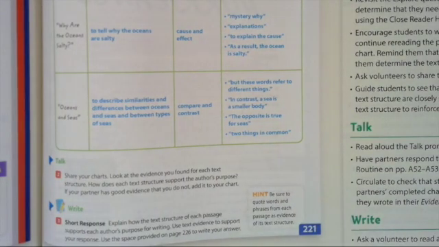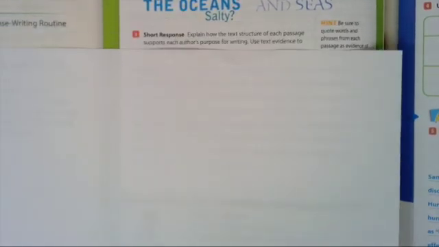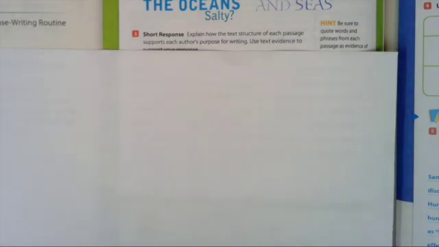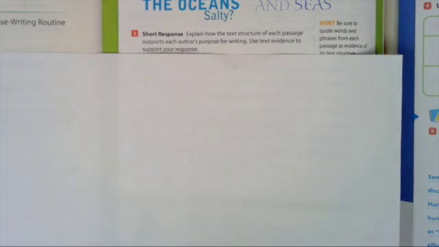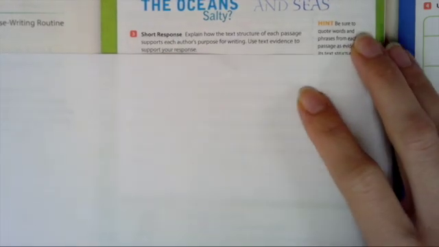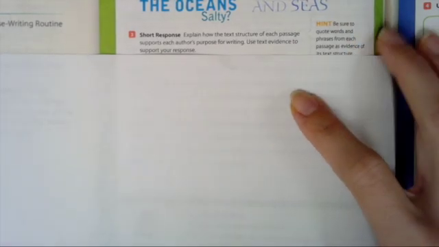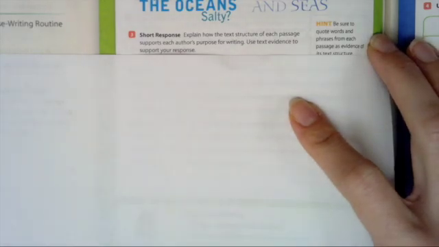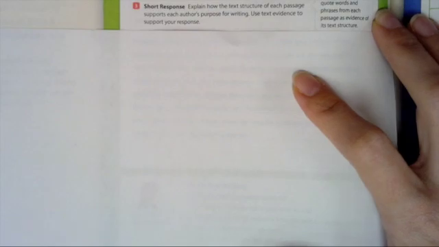Now you're going to flip over to page 226. On page 226, we have our open-ended response. Explain how the text structure of each passage supports each author's purpose for writing. Use text evidence to support your response. Here's our hint. Be sure to quote a word or phrase from each passage as evidence of its text structure. So we want to use quotes or phrases from the text to prove what text structure it has. Here is a sample answer. Yours could be the same thing, or it could be something similar.